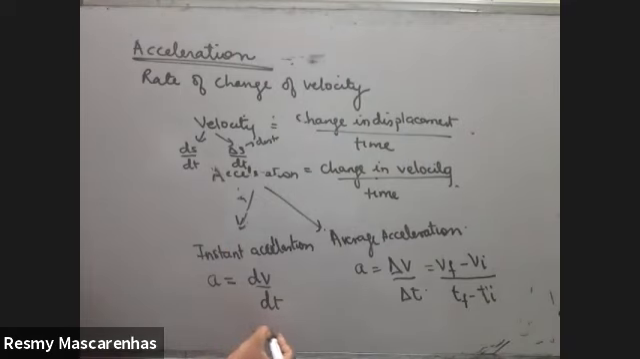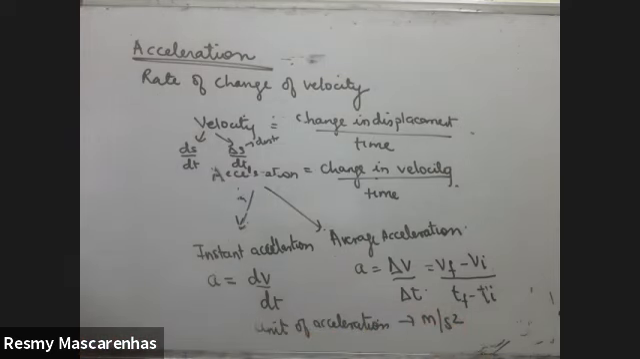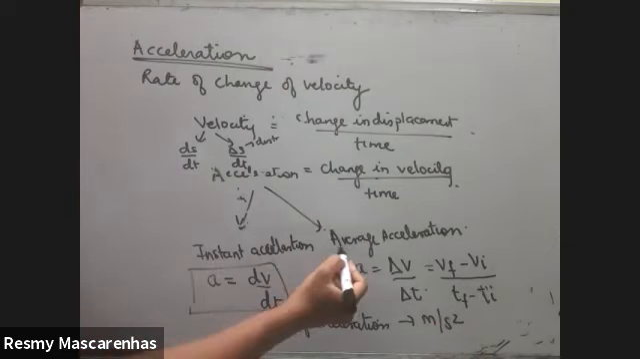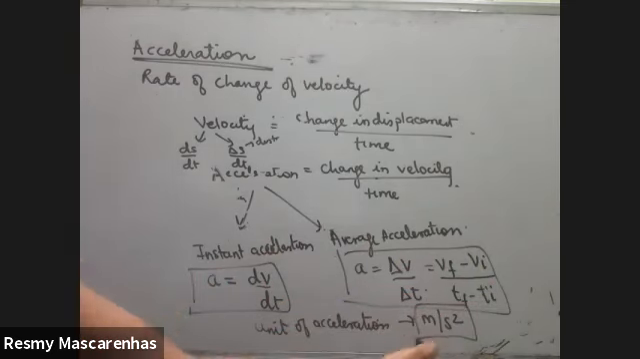Unit of acceleration is always meter per second square. For velocity, it is meter per second, and for acceleration, it is meter per second square. Any doubts in this part between the difference in formulae? This is instant, this is average. This is all what you need to know, and the unit. That's it.